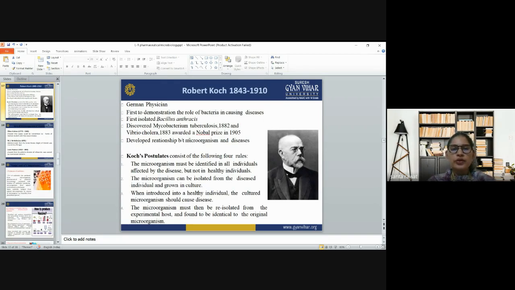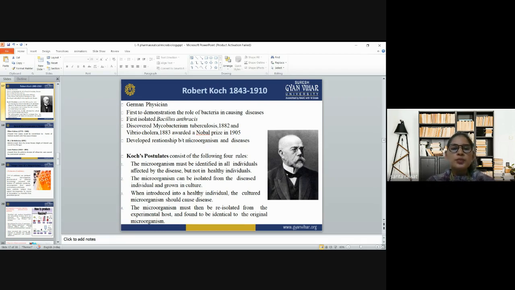Now, coming to Robert Koch, 1843 to 1910, he was a German physician and the first to demonstrate the role of bacteria in causing disease. He was the first to isolate bacteria, discovering Bacillus anthracis. He discovered Mycobacterium tuberculosis in 1882 and Vibrio cholerae in 1883, and he was also awarded the Nobel Prize in 1905. He also established the relationship between microorganism and disease. So he showed that diseases are caused by particular microorganisms, like tuberculosis is caused by Mycobacterium tuberculosis, and cholera is caused by Vibrio cholerae.